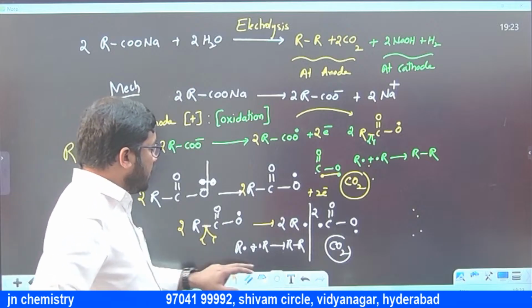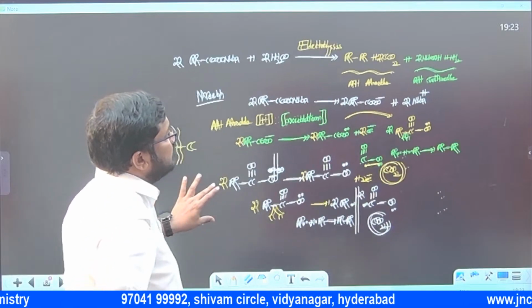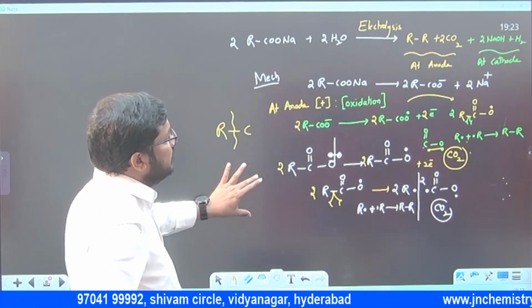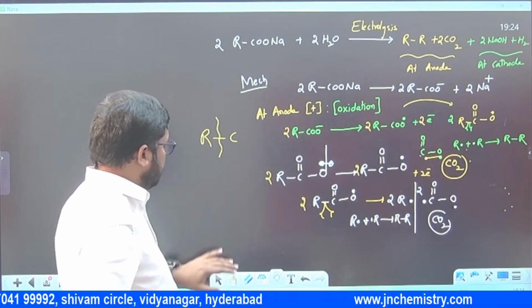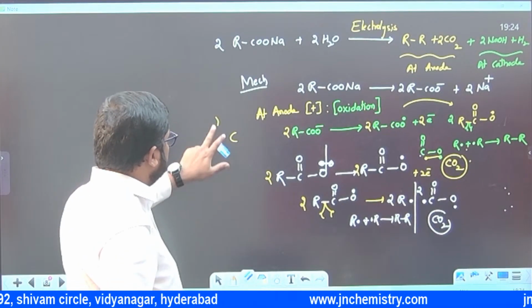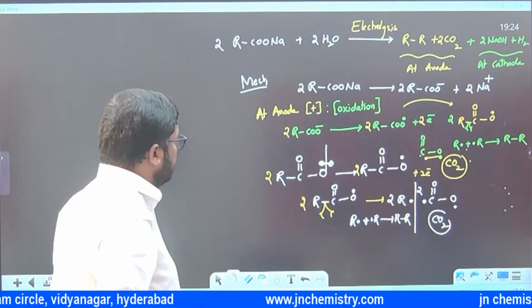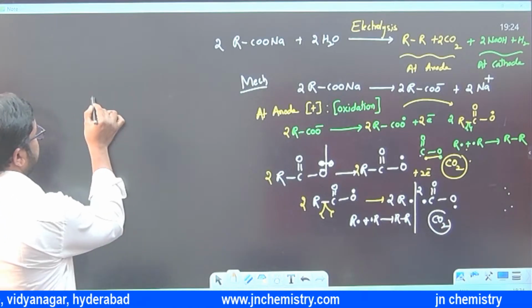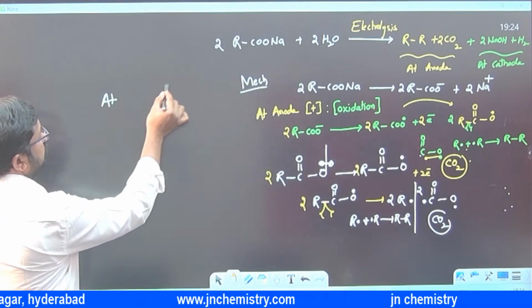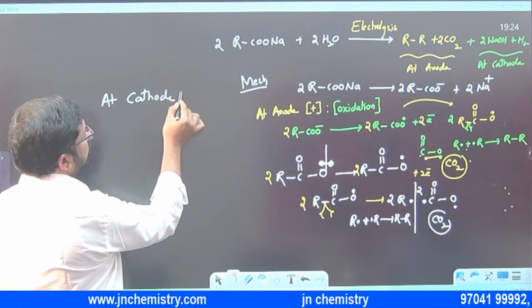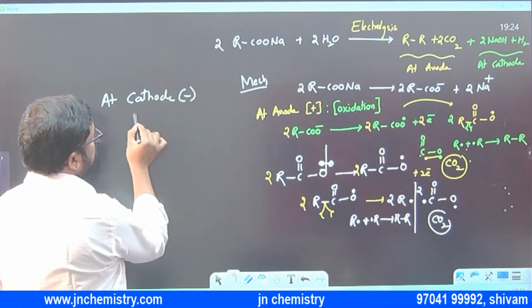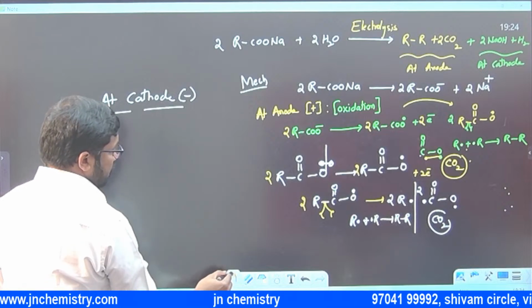Now, at cathode what happens? Here only I'll explain, because if I change the page, at cathode. At cathode which charge? Negative charge. At cathode which reactions take place?